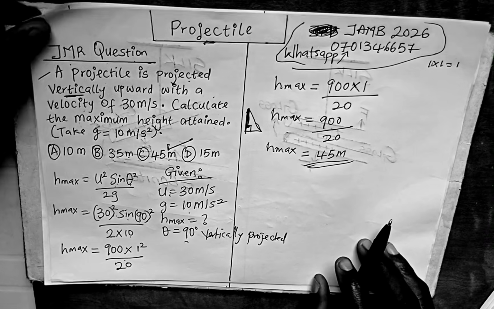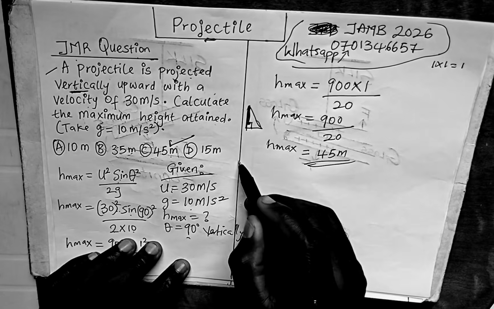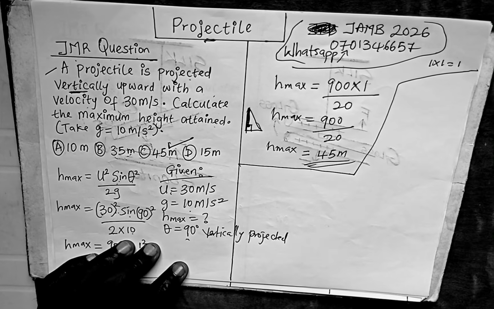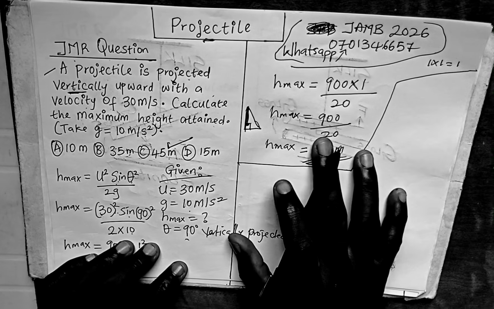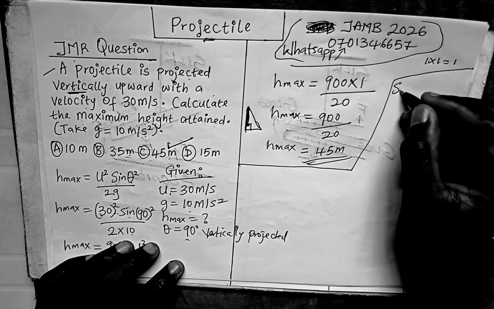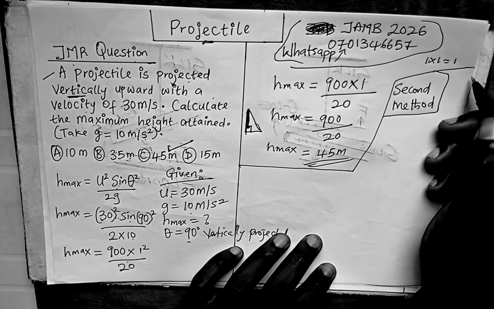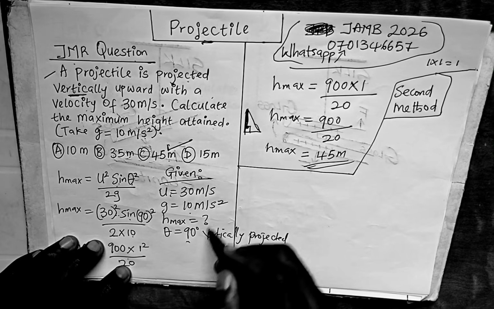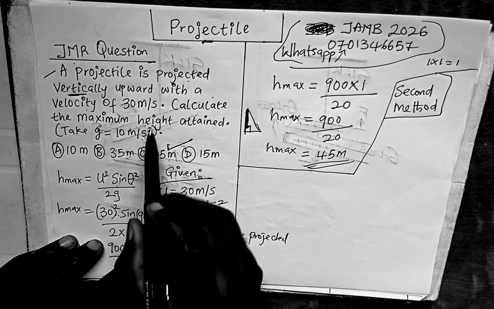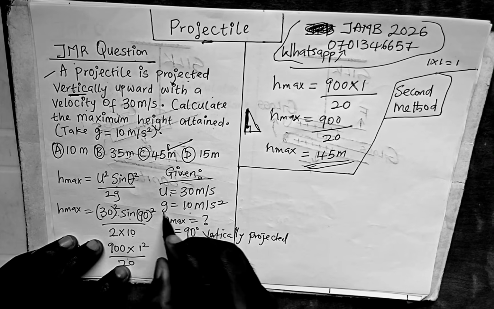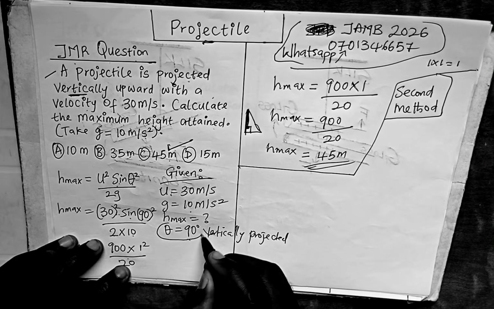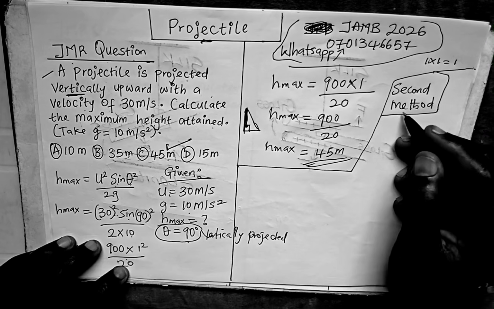But there's also another method of solving this. You can use the acceleration due to gravity formula to solve this. So the second method. Since we were not given the particular angle, we are going to leave the angle out of our calculation if we are using acceleration due to gravity.